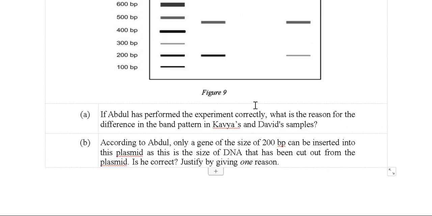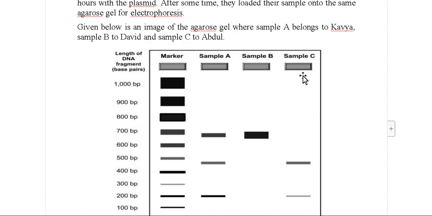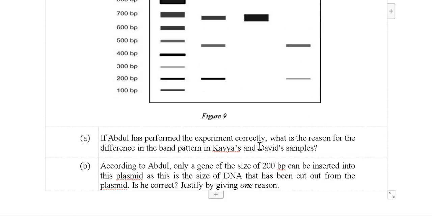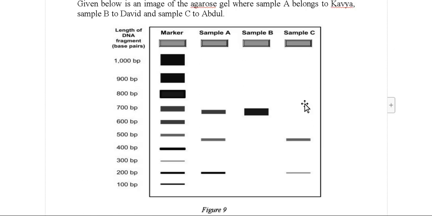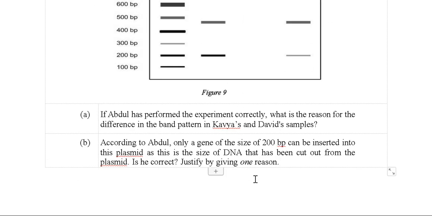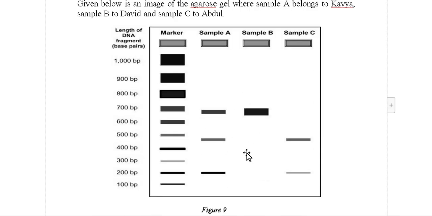Now if Abdul has performed the experiment correctly, that means Abdul here is sample C, what is the reason for the difference in the band pattern in Kavya's and David's sample? You can see sample C is showing Abdul's sample, and sample A and sample B are showing Kavya's and David's samples. What is the main difference between the band patterns in sample A and sample B?